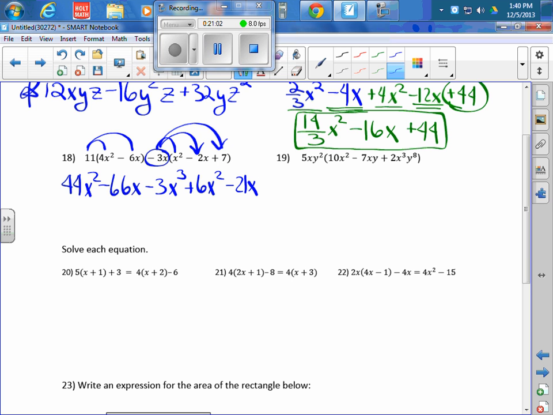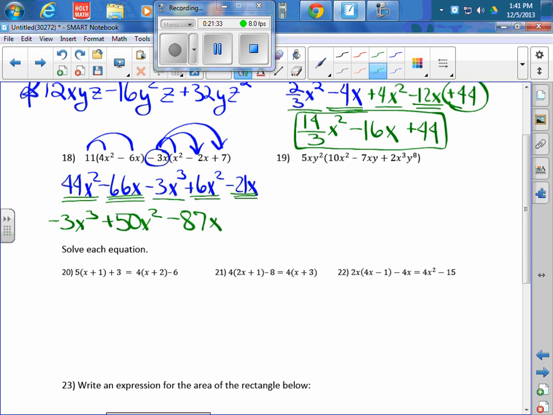Go through and combine like terms. Write them in descending powers. Well, your highest exponent is the x to the third, so negative 3x to the third. Then the x squareds, 44 plus 6, positive 50x squared. Negative 66x minus 21x, negative 87x, and that'll be your final answer.